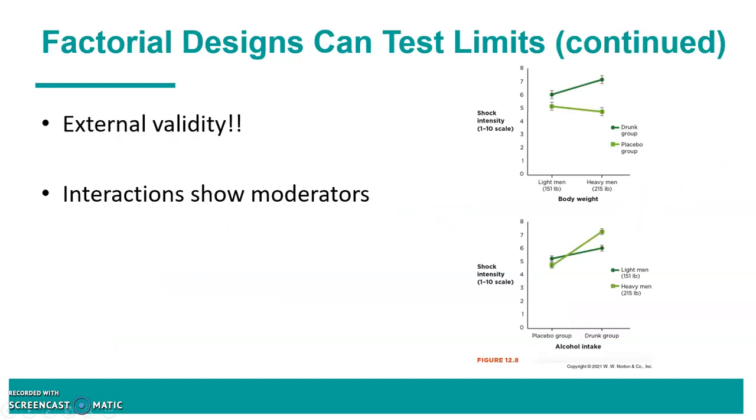So maybe when I was talking about testing the limits, hopefully you thought of external validity. This is one way that you can get closer at external validity for an experiment, seeing if an effect will generalize to another condition. We talked about moderators already. Interactions show moderators. They're the same thing. If there's a moderation relationship, you could also describe it as an interaction.